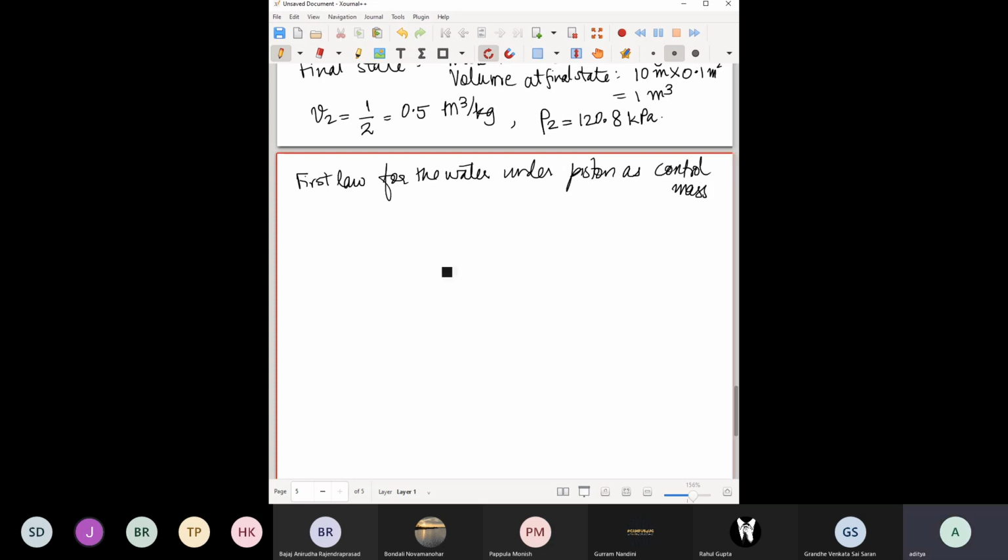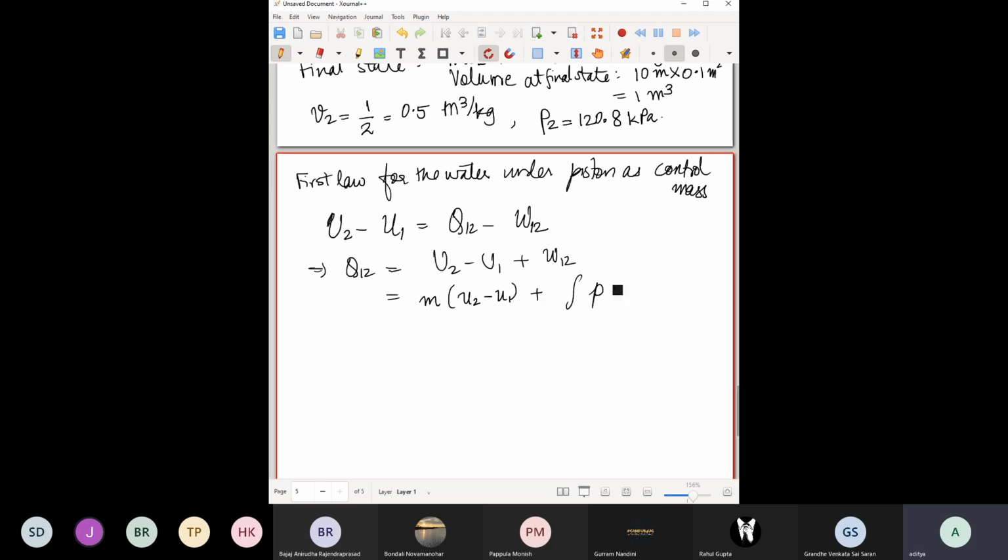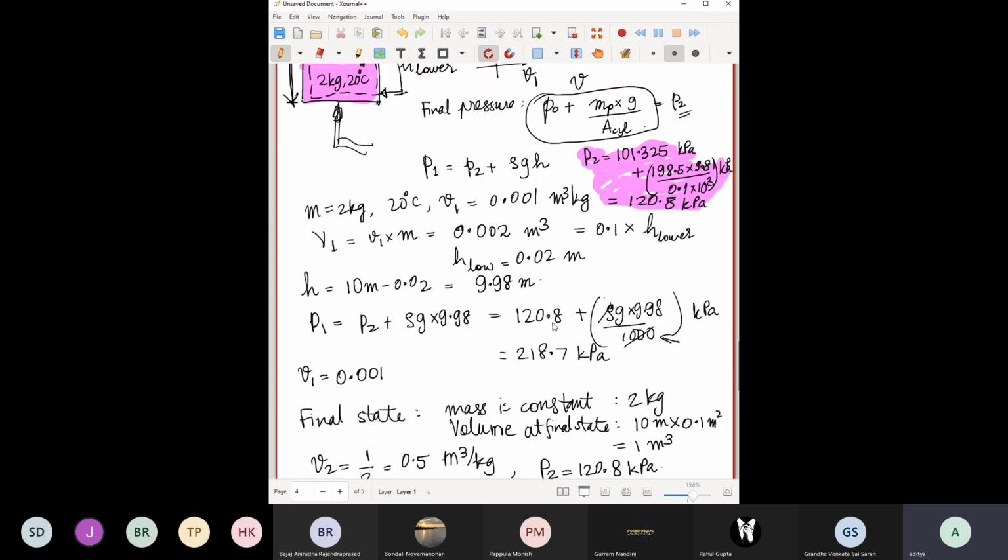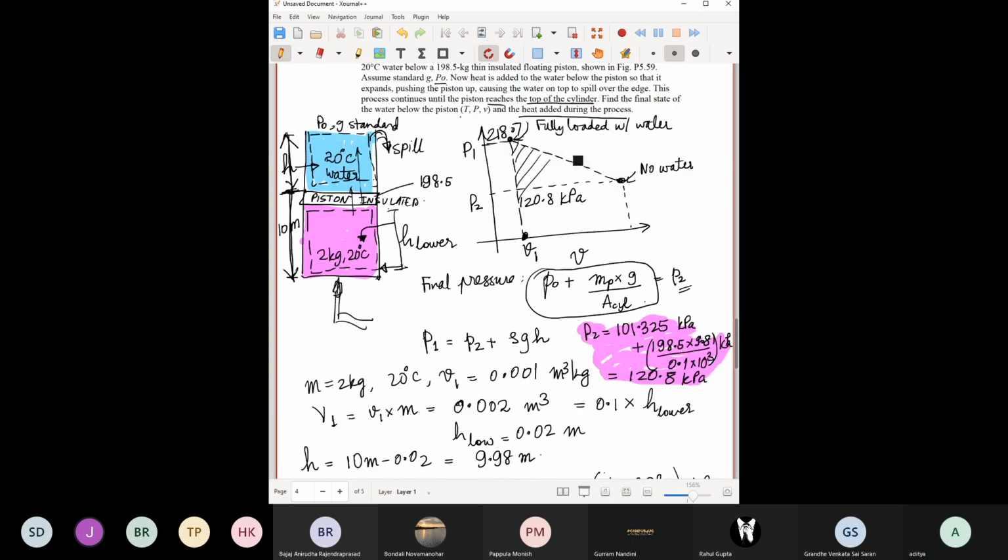So taking the water under the piston as the control mass, you can write down U2 minus U1 is equal to Q12 minus W12. And this essentially means Q12 is m times (U2 minus U1) plus W12, where W12 is the integral of P dV going from V1 to V2. What is the area under this curve?